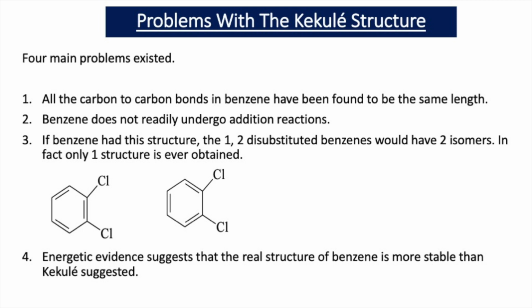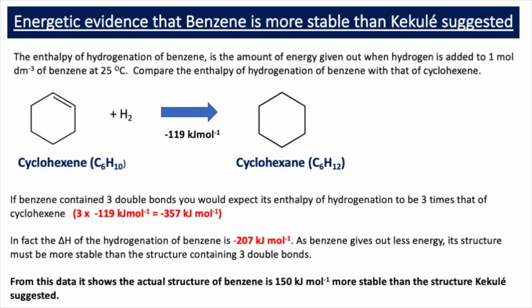And the final flaw with the model is that energetic evidence suggests that the actual structure of benzene is a lot more stable than Kekulé suggested. So now let's look at the energetic evidence that tells us that the actual structure of benzene is a lot more stable than the structure Kekulé suggested.